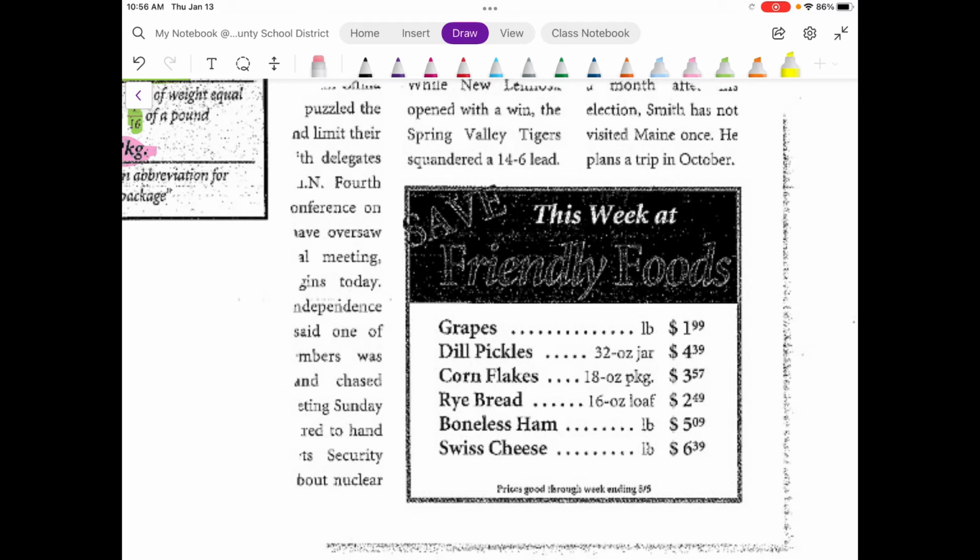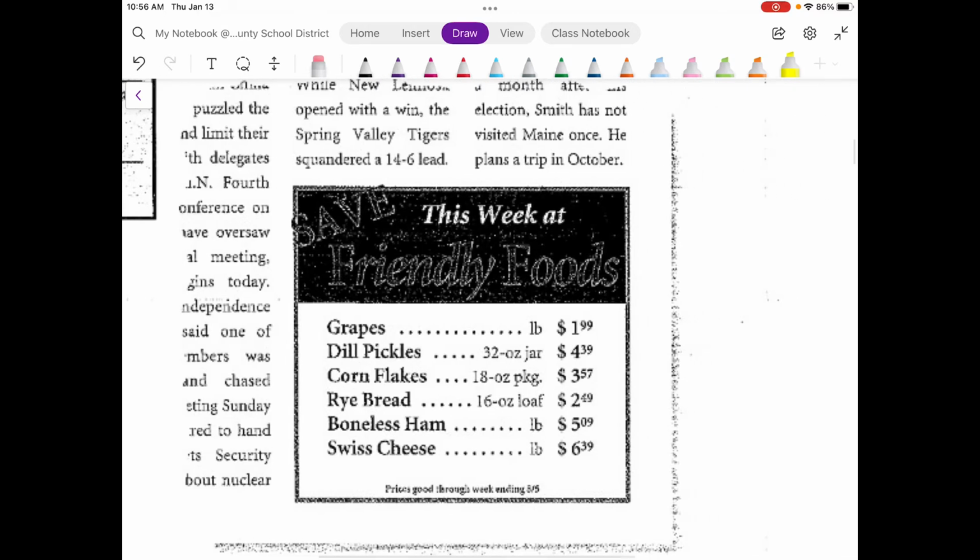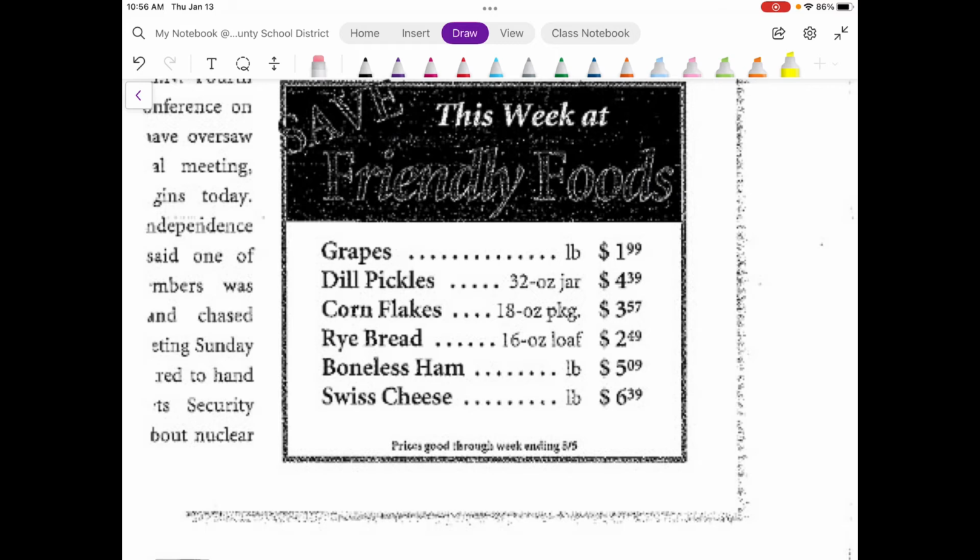So here we have our first example of the store. We have some grapes, pickles, cornflakes, bread, ham, and cheese. Notice how the pickles, for example, are sold in 32-ounce jars. So the whole jar is $4.39 versus the grapes, which are $1.99 per pound. So if the bundle of grapes you pick up is more than that, then we would figure out the cost by multiplying from there.